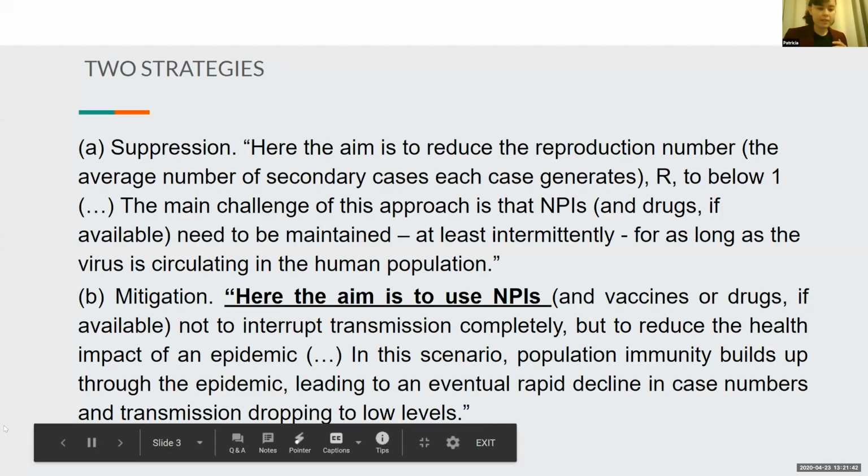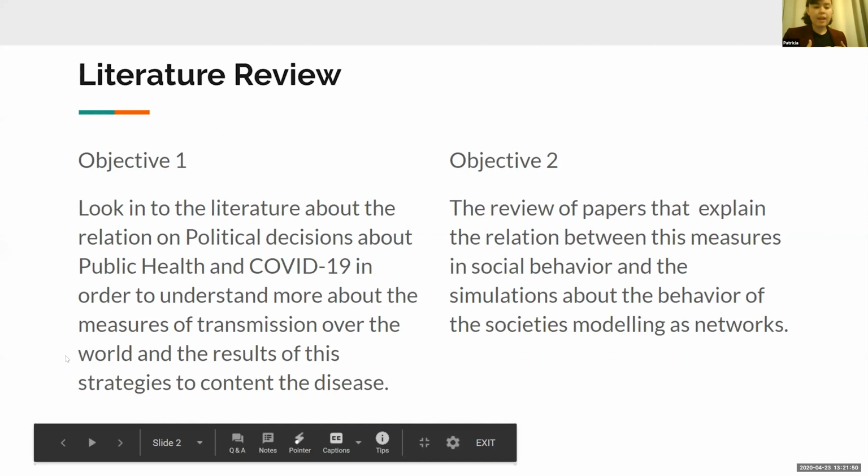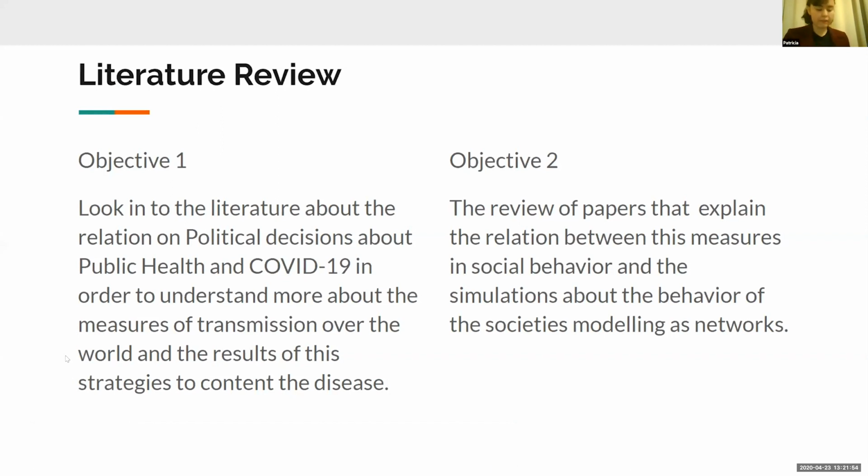So for our literature review, we wanted specifically to look at mitigation strategies, specifically the non-pharmaceutical interventions. And we wanted to look at literature that related non-pharmaceutical interventions to political decisions that have been happening over different countries, just to understand more about how transmission measures worldwide result in different strategies to help contain the disease. And then the second half of our review also includes papers that relate social behavior and simulations of these social behaviors in order to model what kind of strategies might be effective for containing the virus.